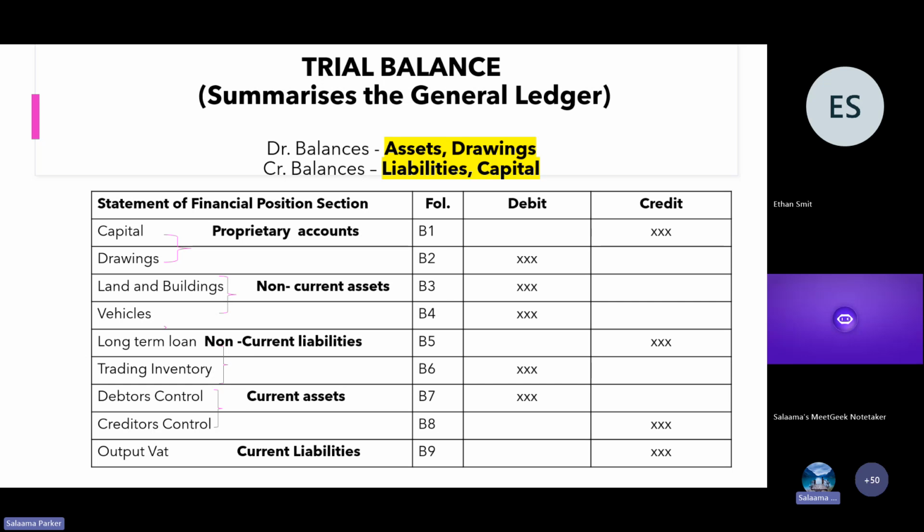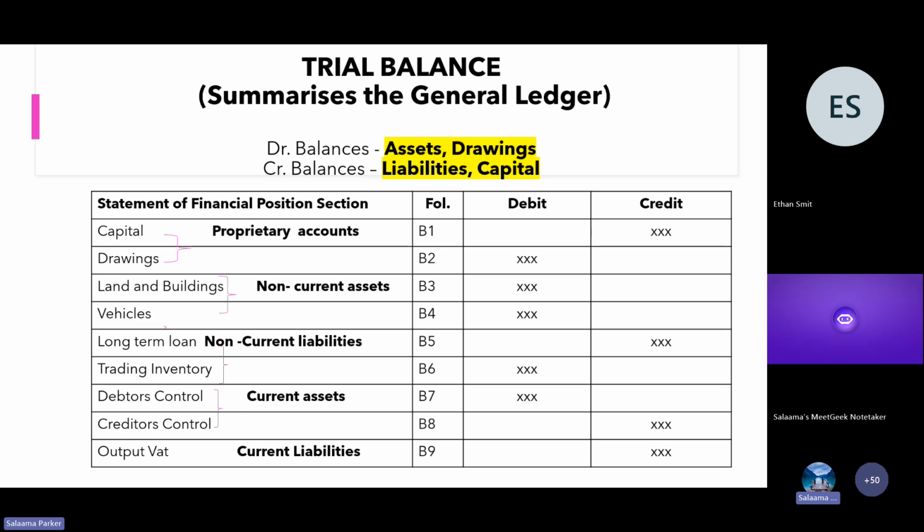You know this from Learning Unit 2. Capital and drawings are your proprietary accounts. Then, with regard to your non-current assets and non-current liabilities, we're not very strict on the actual order, but we are strict in that if you do put your income and expenses accounts in this section, we won't allocate marks for the details, but might give you marks for the amount.